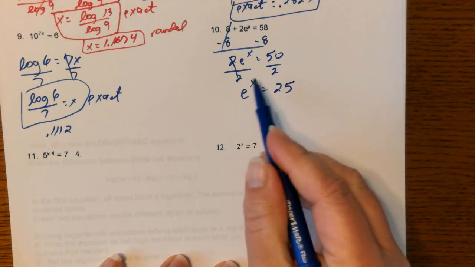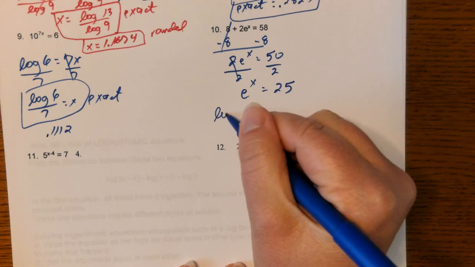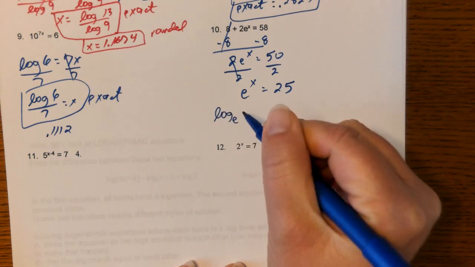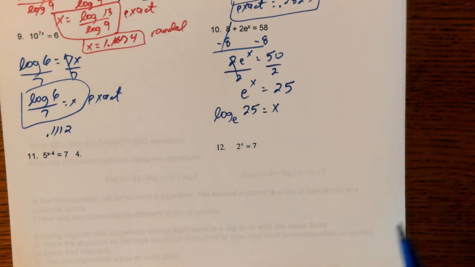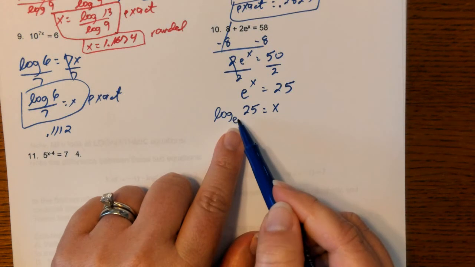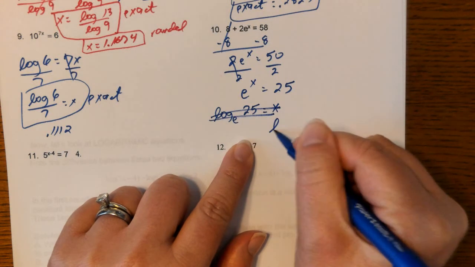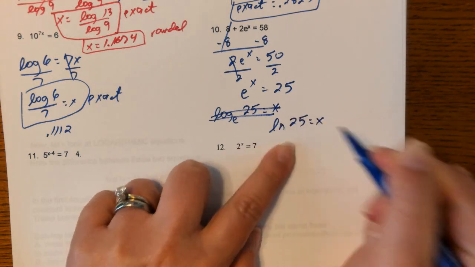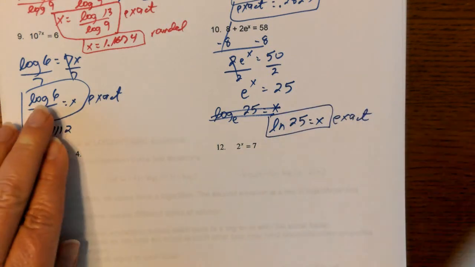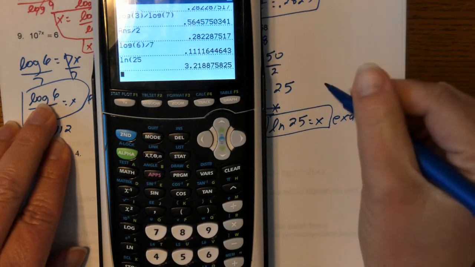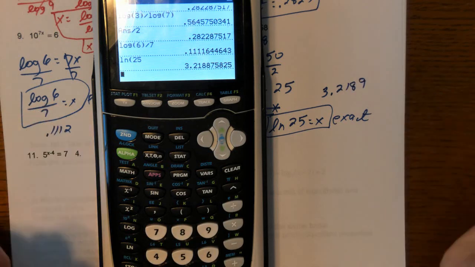This is an exponential. I've isolated the exponential part, so I can convert it to a log. Log base e of 25 equals the exponent of x. But we want to run into one little problem. Remember, we don't ever write log base e. If we want to put log base e, we write ln instead. So I'm going to say ln of 25 equals x. This right here is my exact answer. And if I type ln 25 in my calculator, it will give me the decimal approximation of 3.2189. Okay.